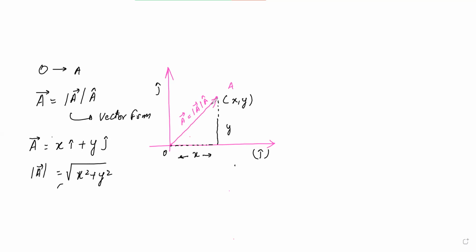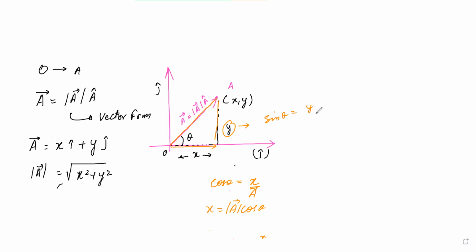Third method. If this vector is making an angle theta with the x-axis, then this A vector can be broken down into two components. For this triangle, cos theta will be x by A. So x equals A cos theta in terms of magnitude, because this length is nothing but magnitude, and this square plus this square is equal to hypotenuse square. If I want to know y, similarly I'll write sine theta.